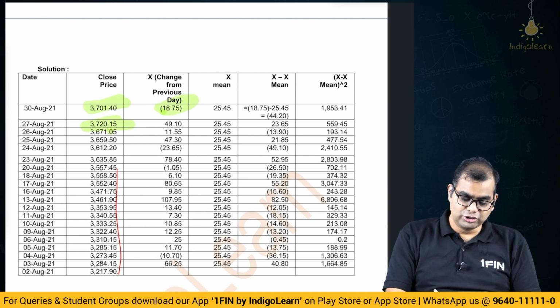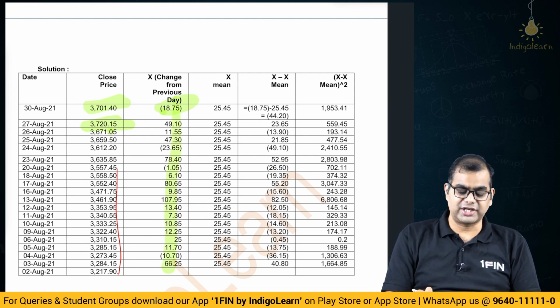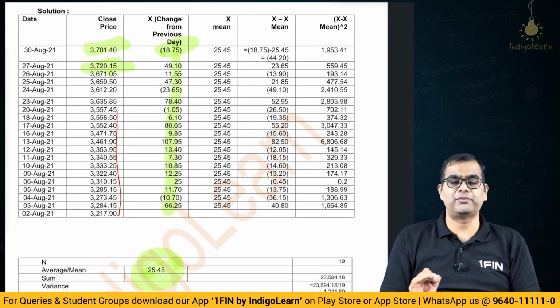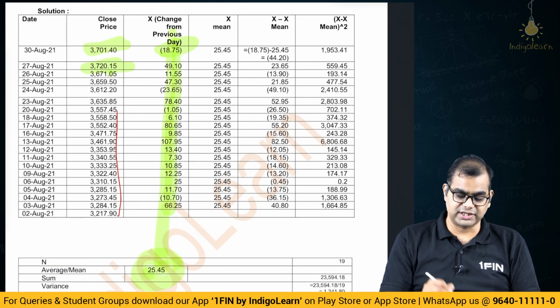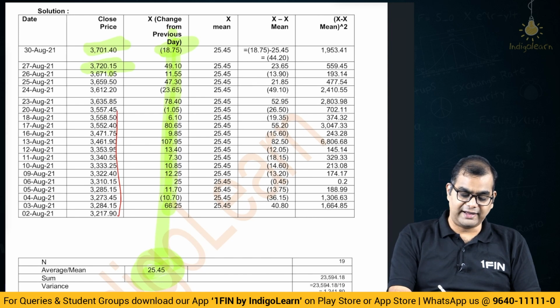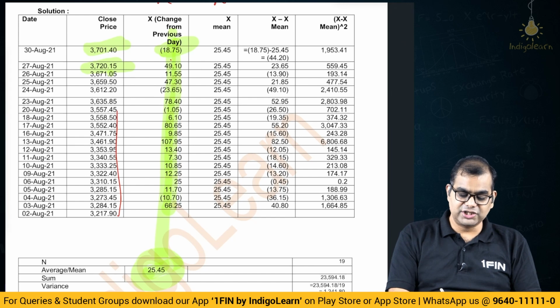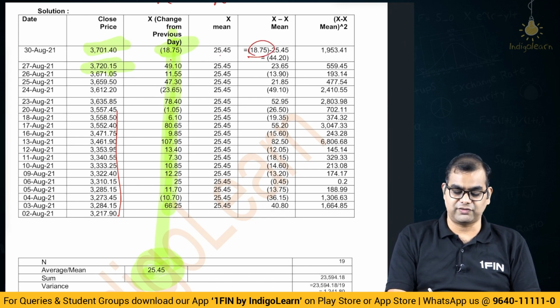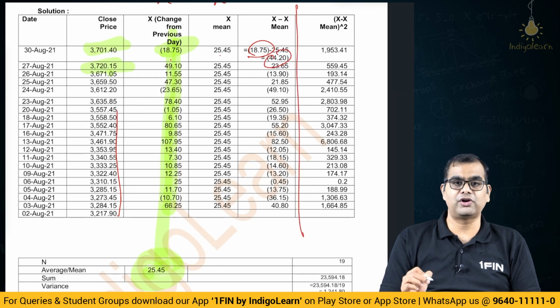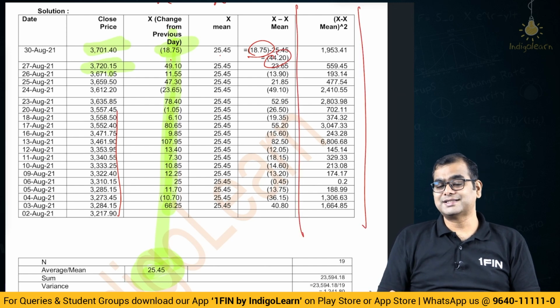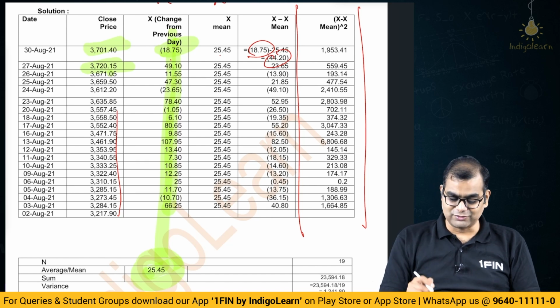Okay. So, you find out all the changes. Then you compute an average of the changes, which comes to 25.45. You take the average of all these changes, it comes to this much. So you have something called x, and you have x bar. X bar is basically the mean. Subtract the mean from each value. So 18.75 minus 25.45, then 40 minus 44. Like that you do x minus x mean for all of them. Then you do x minus x mean whole square. What does this resemble? This resembles your standard deviation formula. That is what we are going to find out.